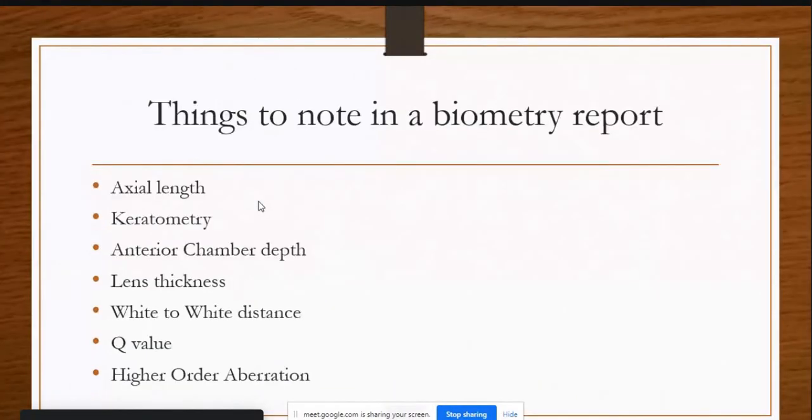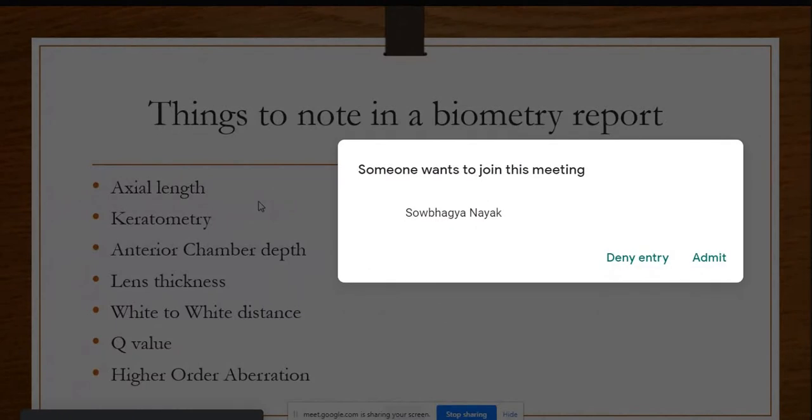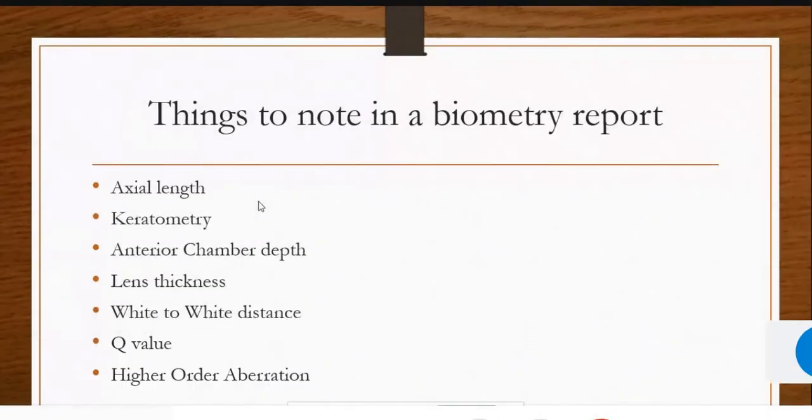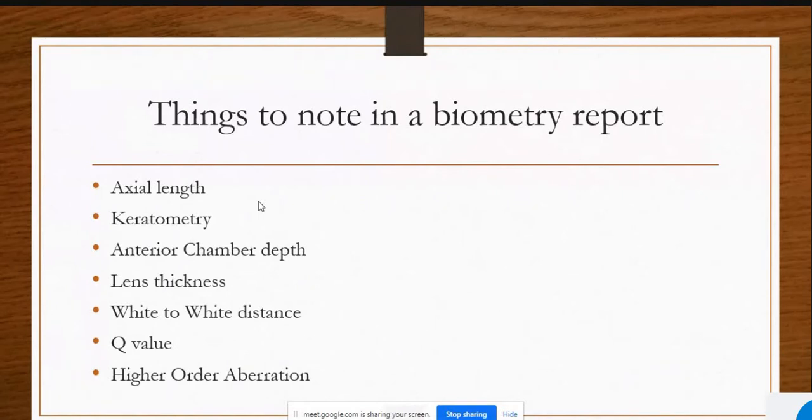So whenever you are looking at a biometric report, the following things are very important to note. The first thing you want to look at in a biometric report is the axial length. So why axial length? It's very important, because it depends on the axial length.